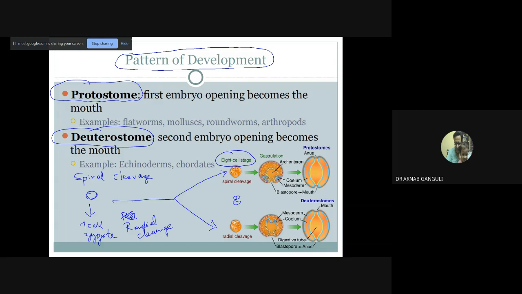I will right now show you what spiral cleavage and radial cleavage is with a diagram from the internet. But before that, let us see what are protostomes. First embryo opening becomes the mouth. So this type of thing, blastula forms. Blastula undergoes a process known as blastulation.